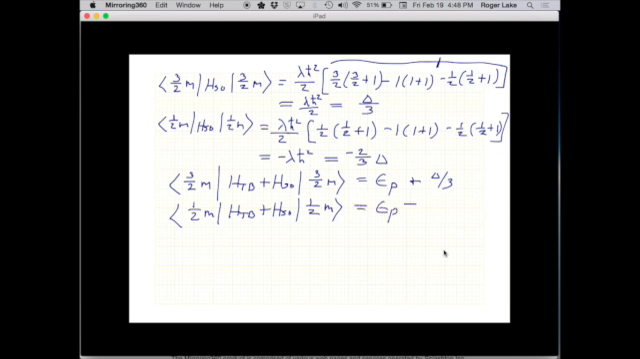And for the 1/2 state, independent of whatever m is, that's epsilon p minus 2/3 delta. And now you can see why delta was defined the way it is, because the splitting of those states is delta. The difference in those two energies is delta. And that's why it was defined the way it was.